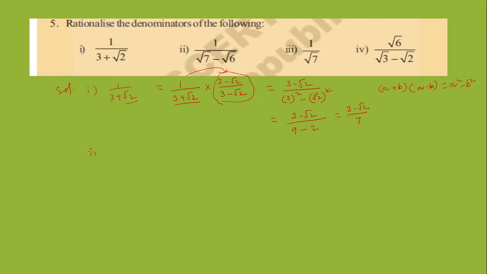In the same manner, you may do the second one and third one. Fourth one.